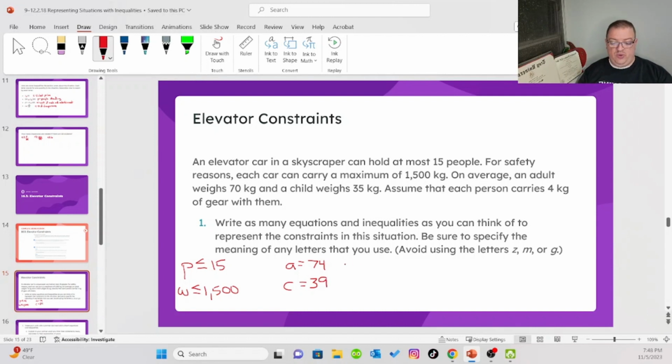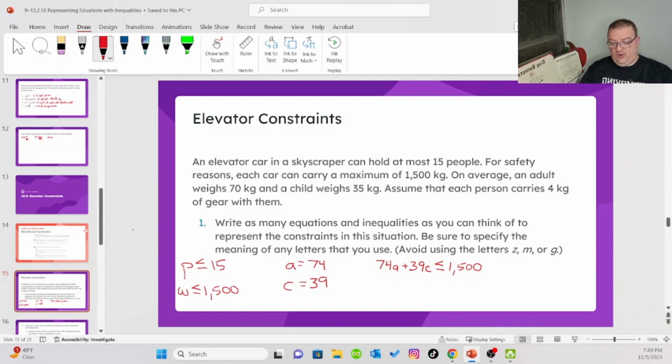So now what we could do is come up with an equation where our total weight is going to be the weight of adults plus children. So 74 kilograms times the number of adults plus 39 kilograms times the number of children must be less than or equal to 1,500.